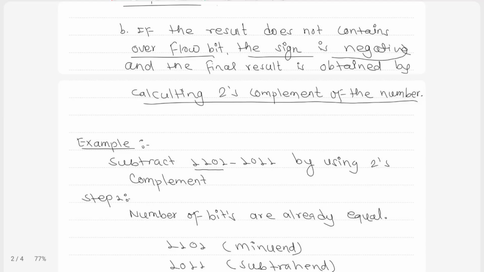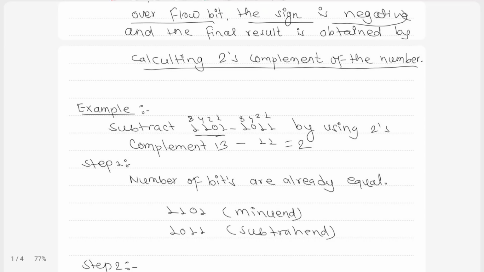1001101 minus 1011. That means 1, 2, 4, 8: 2 plus 1... 11, that is 11 in decimal. And 1, 1, 1, 2, 4, 8, that means there is 13. Okay, 13. The final result is 2, positive 2.